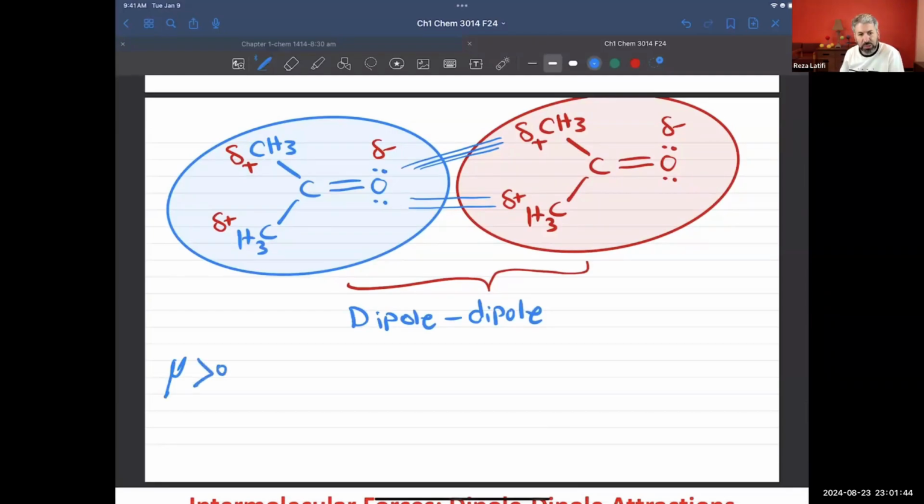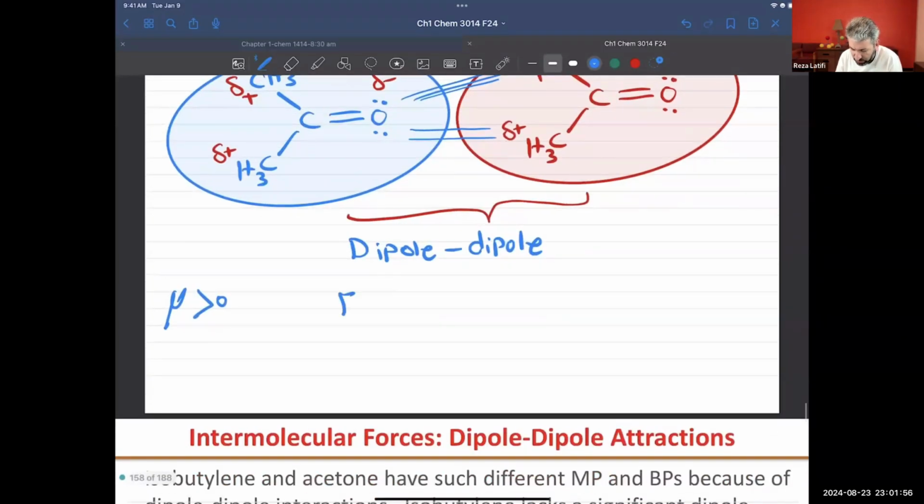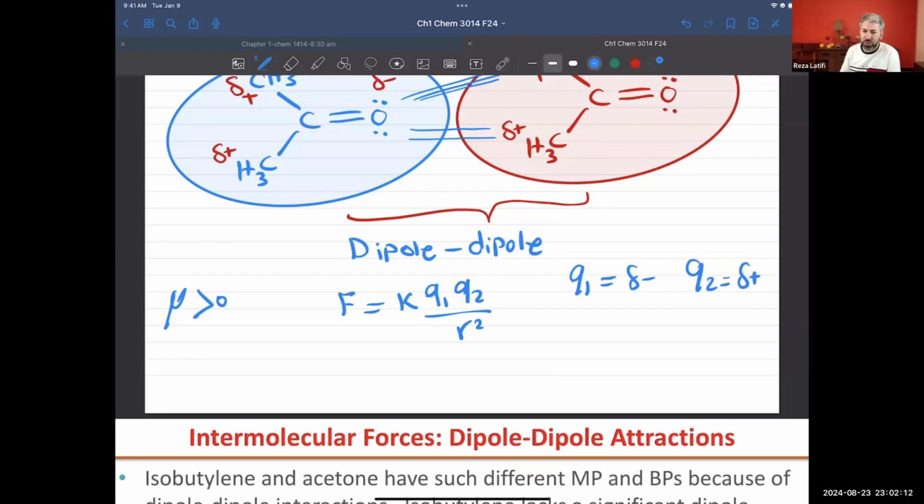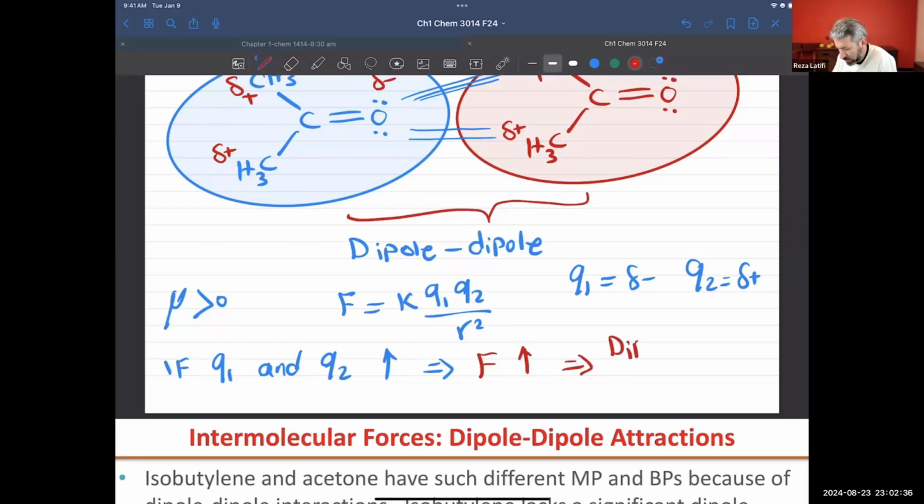Dipole-dipole interaction is heavily subject to mu, because if the positive or negative charges are not big enough, you're not going to have enough interaction. Remember, we're talking about electrostatic force. Electrostatic force is equal to K multiplied by Q1 Q2 divided by the square of the distance between them. Q1 is the negative charge, Q2 is the positive charge, and R is the distance between them. If Q1 and Q2 go up, the force will go up. That means the dipole interaction will be stronger.